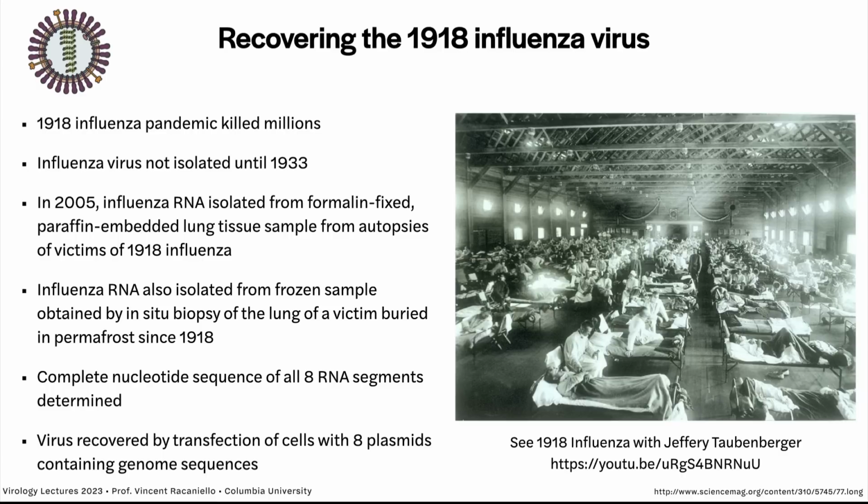So anyway, I interviewed Jeff Taubenberger just last year, at the end of the year. He's at the NIH. He's one of the people who did this. And it's a really interesting interview where he talks about this. It took him 10 years to do this because they were using old DNA sequence technologies. So they took these 8 plasmids, they put them in cells, and out comes the 1918 influenza virus.